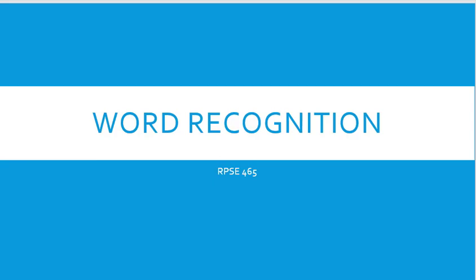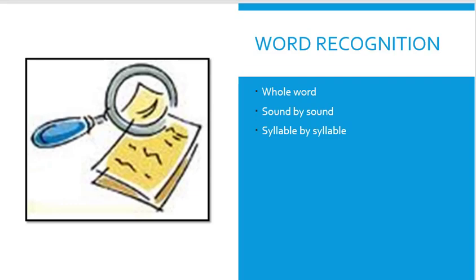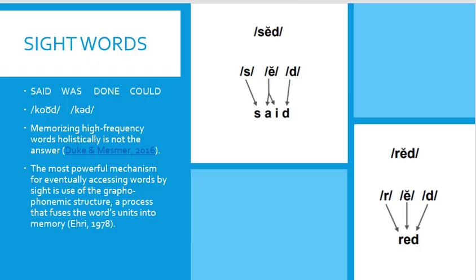For week 3 in RPSE 465, the topic of word recognition relates to beginning reading and early decoding skills. Word recognition refers to being able to look at a word and read it automatically. For example, a student might see the word spelled S-A-I-D and say, said. Word recognition can also include recognizing a word after having decoded in a sound-by-sound or syllable-by-syllable fashion.